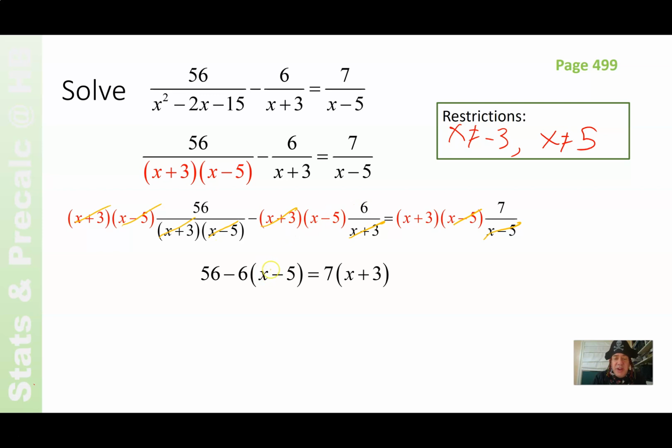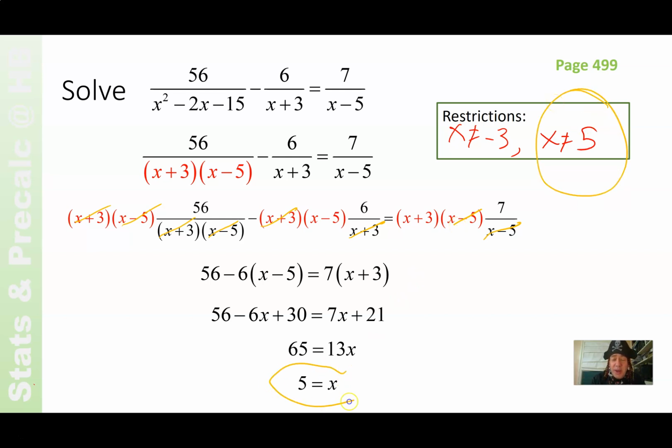6 times x minus 5 in the second term. And on the right-hand side of the equation, 7 times x plus 3. No squares here. A lovely linear equation, which divides out to 65 equals 13x, or x equals 5. And so we're very happy we have a nice simple solution. But ahoy! There's a problem. x equals 5 was a restriction. We said x cannot equal 5, and we got x equals 5. This is a contradiction. There is no solution.